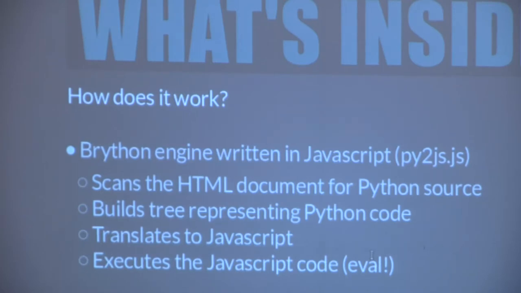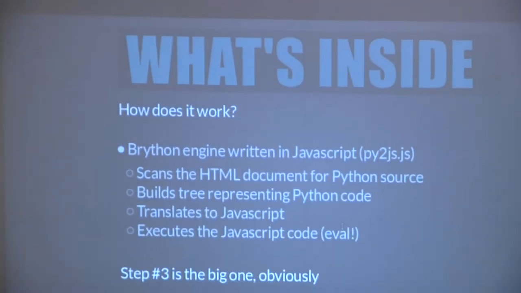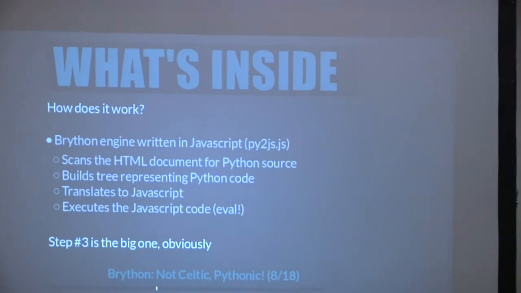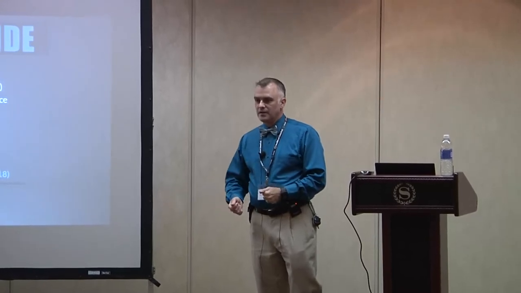So how does it work? If we think about that, a web browser only understands natively JavaScript. So how does that work? Brython is an engine that's actually written in JavaScript. What it does is it scans the HTML document and looks for Python code. When it finds some, it will build a tree representing that Python code, translate that to JavaScript, and then execute the JavaScript code that is generated from that. Obviously, there's a lot more to it than that, but that's a high-level view.